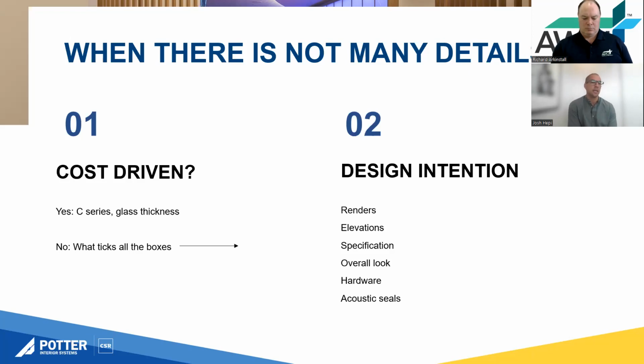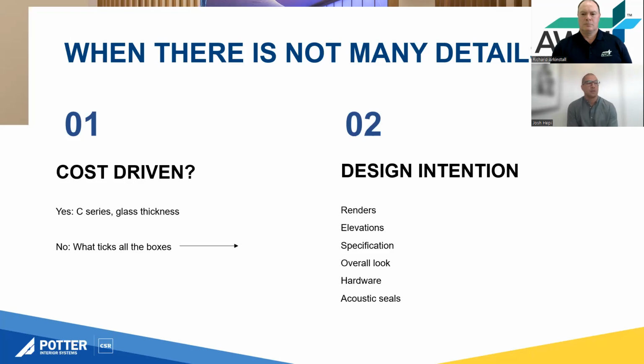From that, ideally anything would help, but renders are really good. Sometimes you get a render and then you can work it out. Elevations help because they can show you whether there is a certain look, like lots of transoms, lots of mullions. Sometimes we can pull it out of the specification if it's there, or just the overall look. Sometimes we have to design it based on what the hardware requirements are, i.e. are there swipe cards or access points.